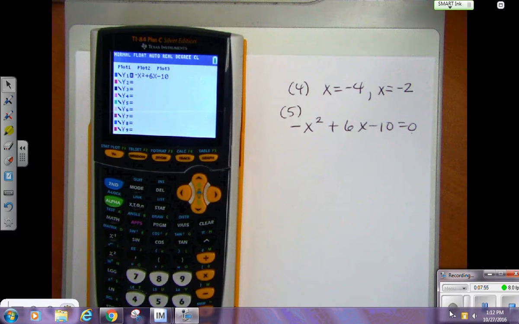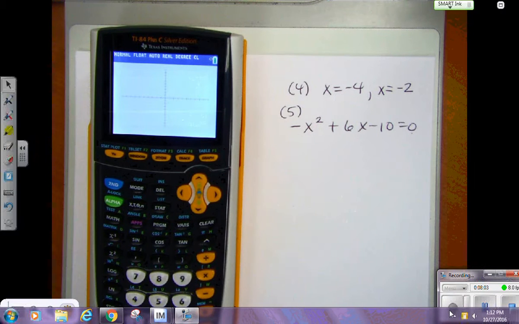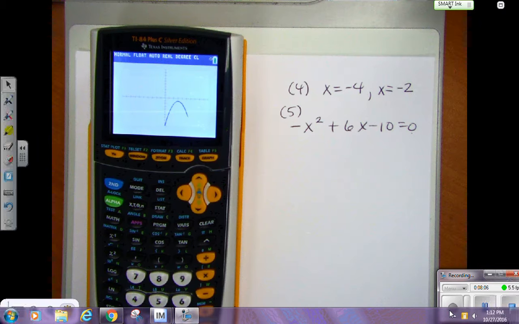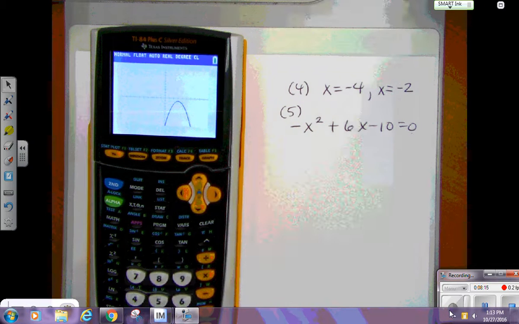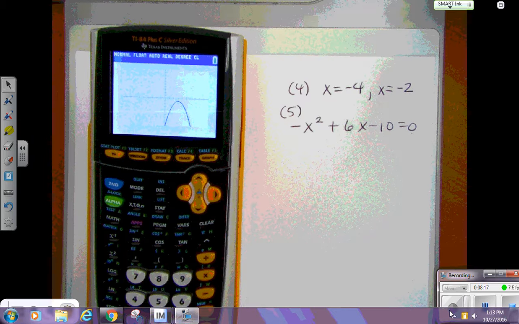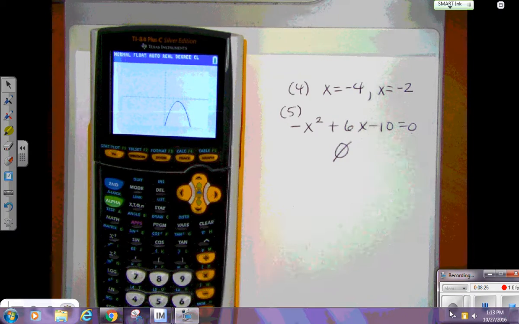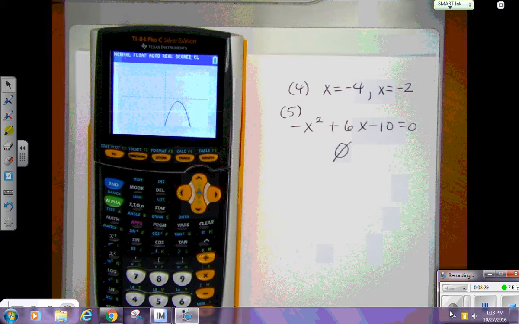All right, so let's graph this one. And it's not intersecting the x-axis at all. So since it doesn't intersect the x-axis, this is just going to be no solution. Now later in the year, we're going to have this type of situation where it doesn't cross the x-axis, but you will have a solution. But right now, it's no solution. Any questions?